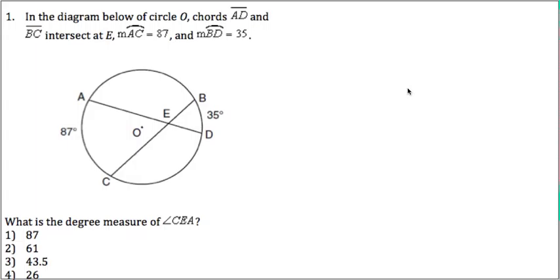Hello class, so we'll be looking at the second set of problems dealing with circle geometry. Alright, so here we are focusing on when two chords are intersecting inside of the circle. So let's look at number one for a second.